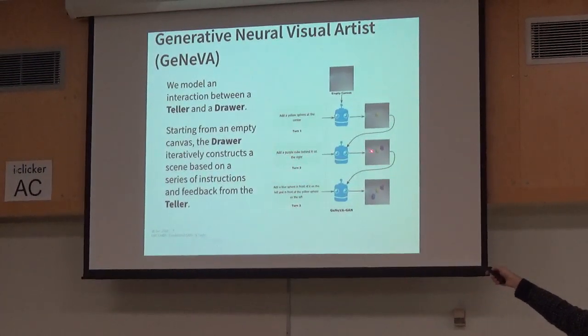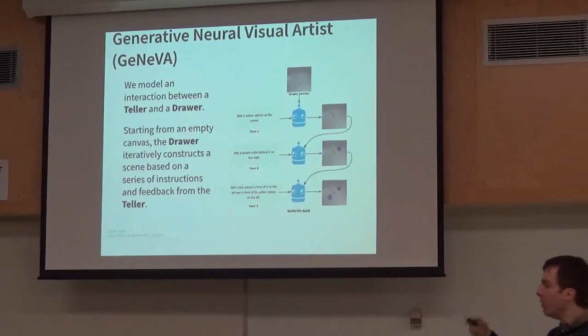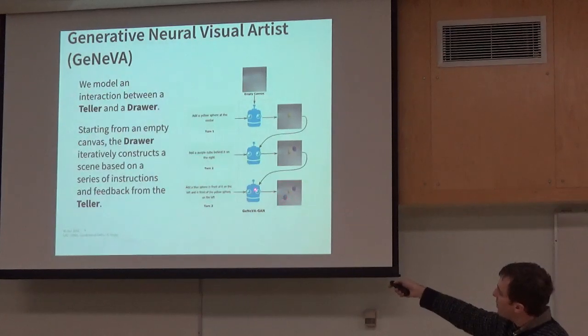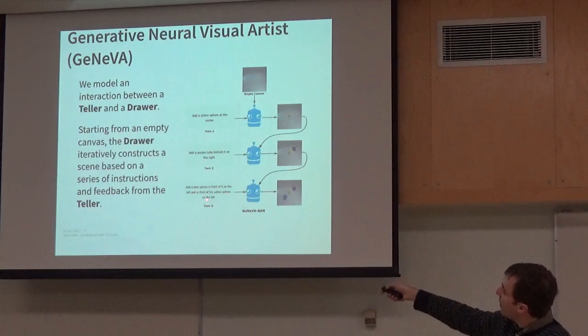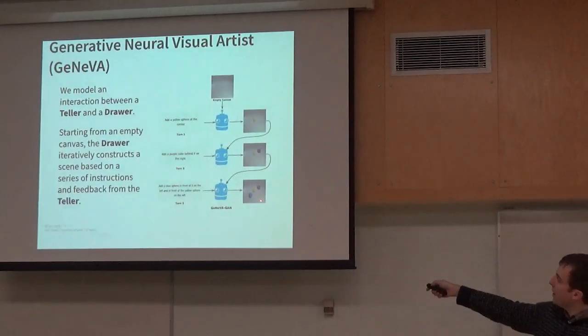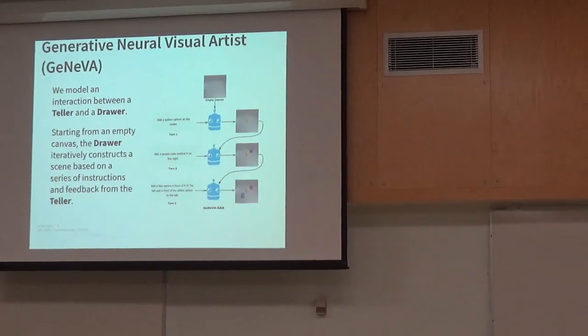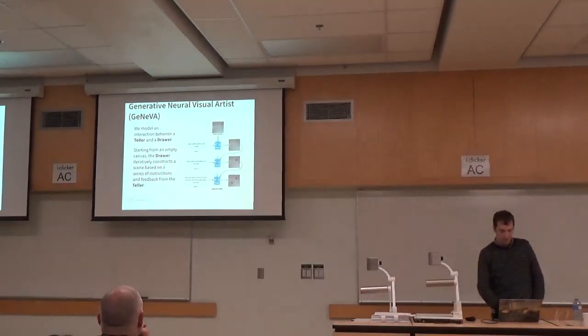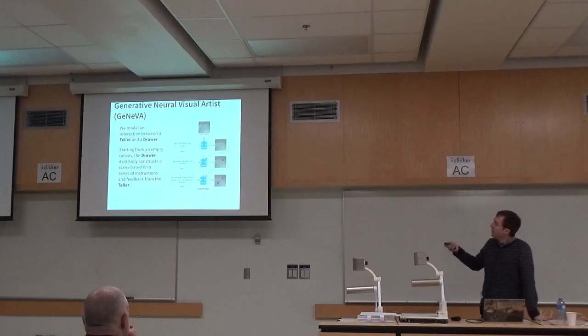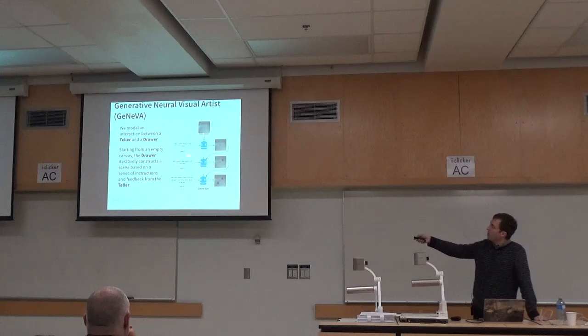Then the teller says add a purple cube behind it on the right, and the drawer adds the purple cube on the right. Then the teller says add a blue sphere in front of it, referring to the last added object, on the left, and in front of the yellow sphere on the left. So it's a complex series of instructions, and we're hoping that the images correspond to the series of instructions that's been given. So it's an iterative type of generation. And the teller is able to gauge the progress by observing the images that are generated along the way.